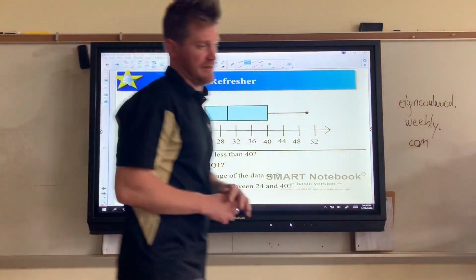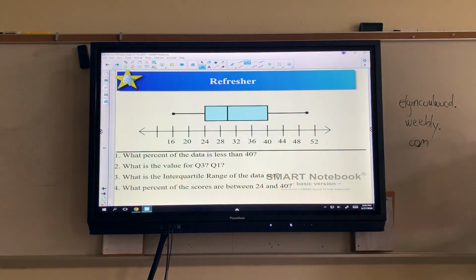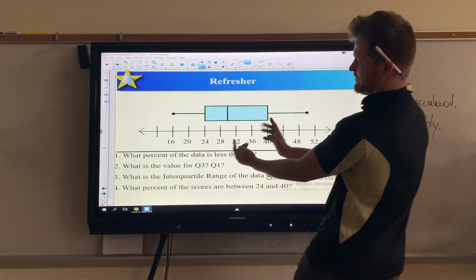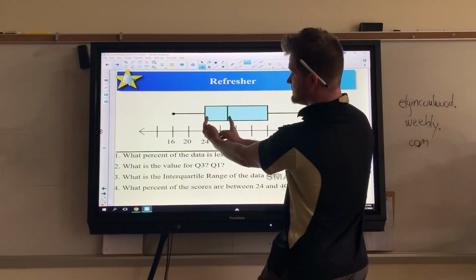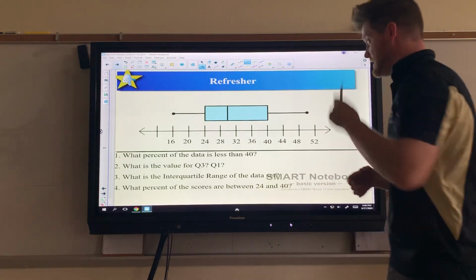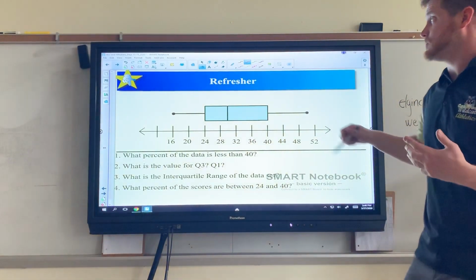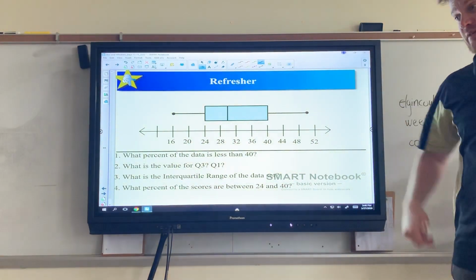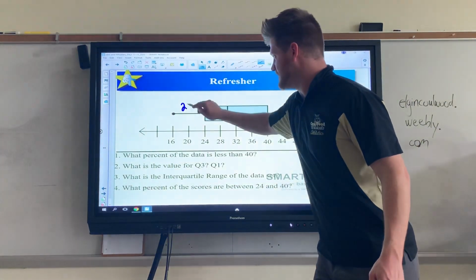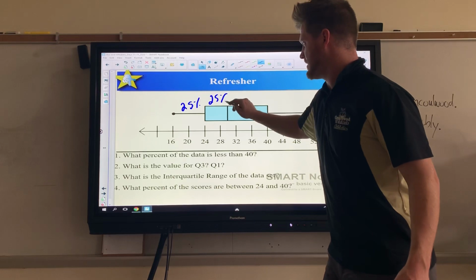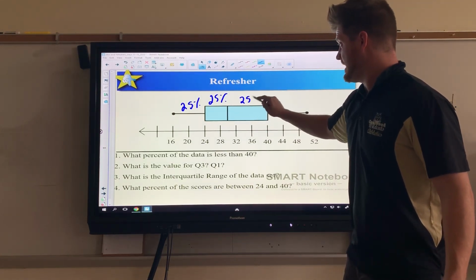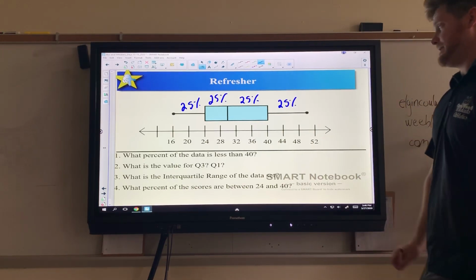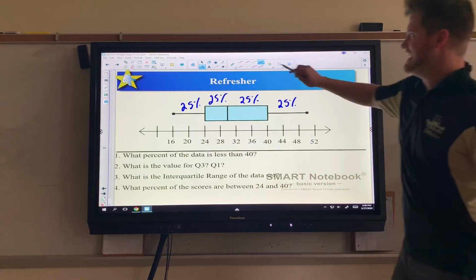So, if I'm looking at this, I've got to be able to answer these types of questions. From the last lesson, we realized that each little section, remember, there's 1 section, 2 sections, 3 sections, 4 total sections, which means that each little piece represents 25% of the data. Percent is out of 100, so to represent all the data, 100 divided by 4 is 25. So each portion is 25%: from the start of the box to the median is 25, from the median to the end of the box is 25, and from the end of the box to the max is also 25. So number 1 says, what percent of the data is less than 40?